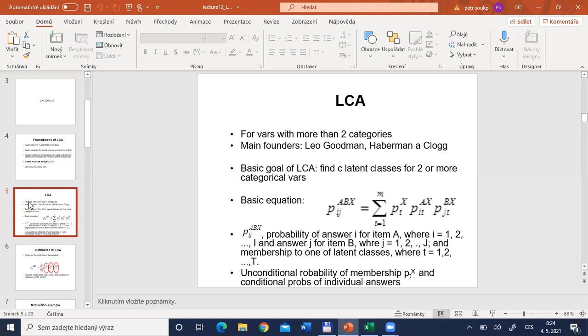Can somebody help me? Ordinal is the first tip. Some other possible options? Nominal. Okay. And some other options? Only the last one is missing. It could be cardinal. And now, which is true? Is it nominal, ordinal, or cardinal? And why is it so?